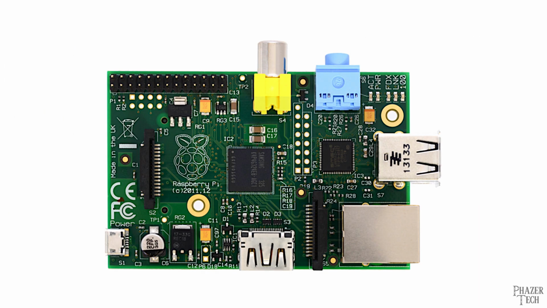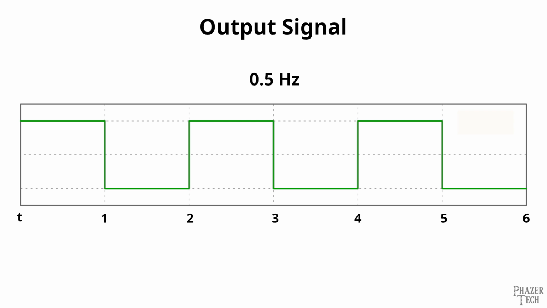Now, I'll be using a Raspberry Pi that's running a simple Python program to control both of these circuits. The Python program simply turns the output on and off every second. In other words, the output will be on for 1 second, then it will be off for 1 second, and then it will continue to cycle indefinitely until I stop the program.